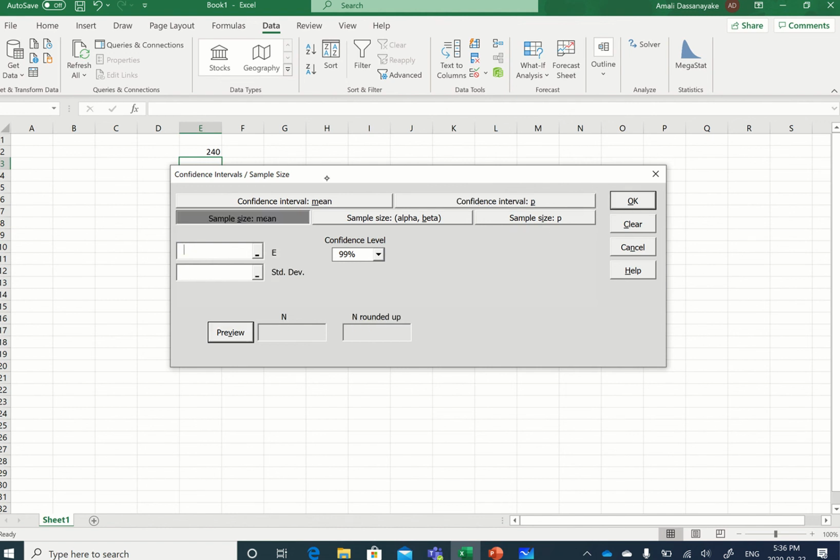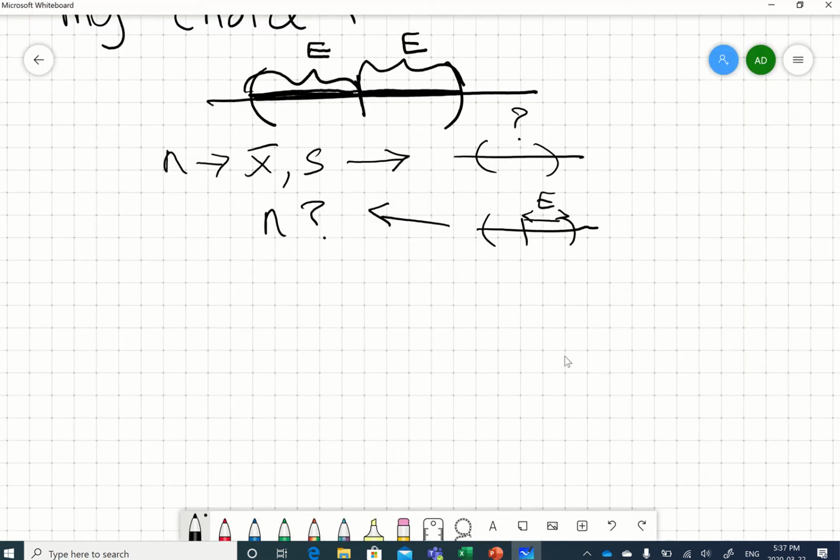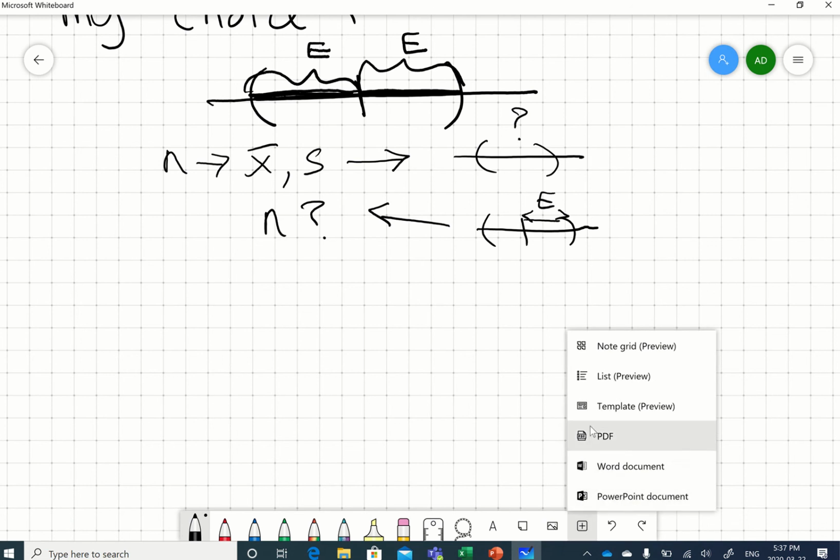So these sub tabs: sample size for mean, this one, and then sample size for proportion. Okay, so in both cases you can see capital E stands for the error, and you need to provide the standard deviation, and you need to provide what level of confidence you are willing to have. Okay, so let's have a look at an example.